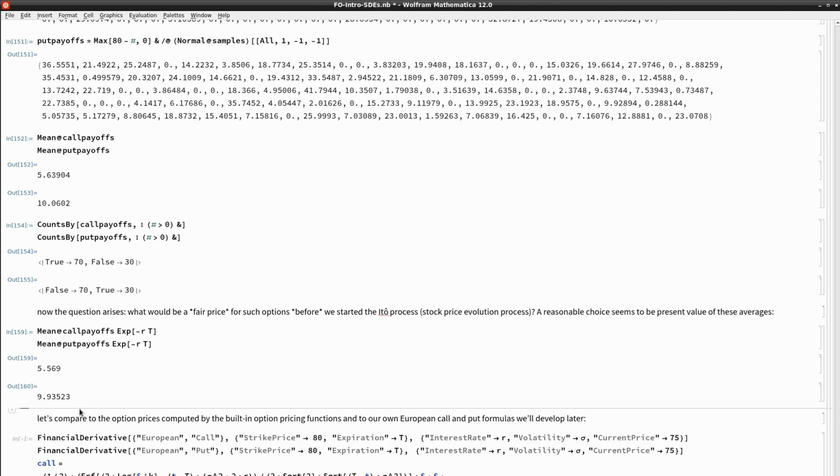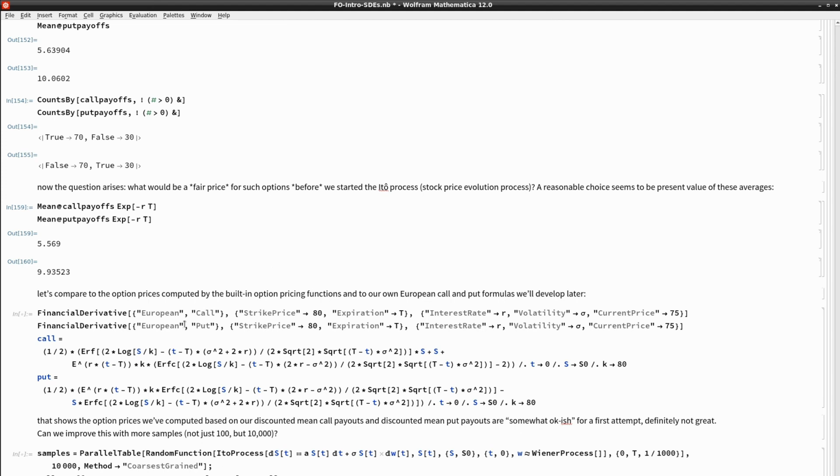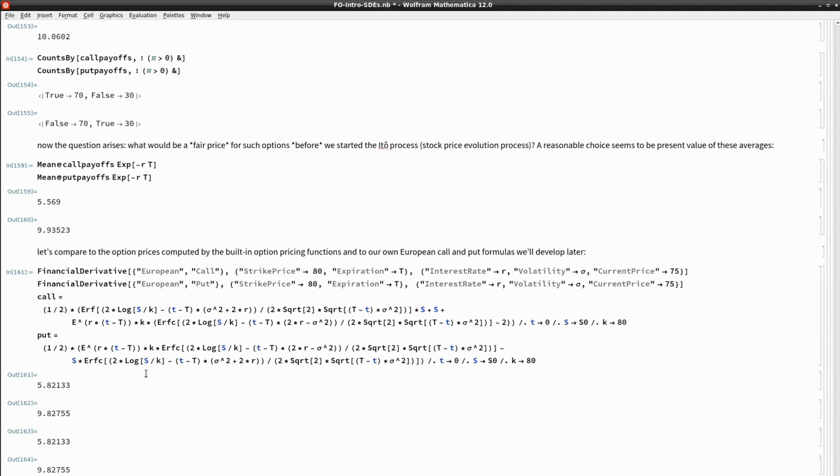So these are the terminal values that we get, but discounted because we are looking for fair prices. Okay, and if we compare this to the option prices computed with either the built-in option pricing functions, those are the functions that Mathematica has built in, or our own call and put formula that we still have to develop later, we see that we're not too far away, right?